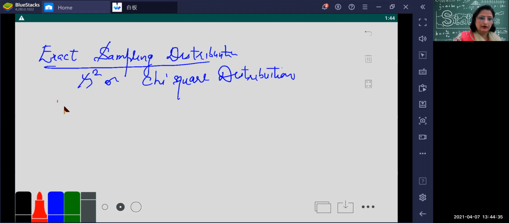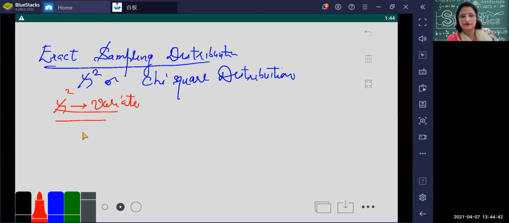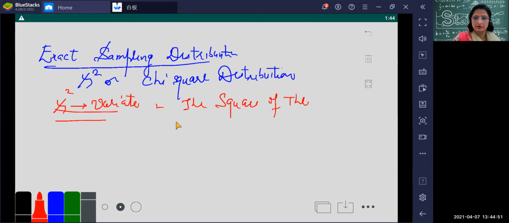So first of all, we really have to define what is chi-square variate. First of all, we will do the definition of chi-square variate. The square of the standard normal variate.